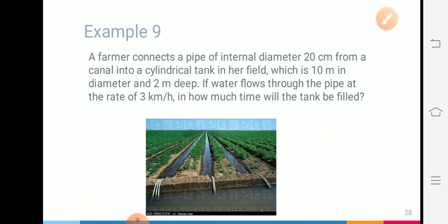Now understand the question. This farmer connects a pipe of internal diameter 20 centimeter from a canal into a cylindrical tank in her field. Now this farmer has connected the cylindrical tank along with a pipe which is cylindrical in shape, and the diameter of the pipe has been given. Now the tank which is there, it is 10 meter in diameter and 2 meter deep. So you need to find out how much time it takes, with the water flowing through the pipe at the rate of 3 kilometers per hour.